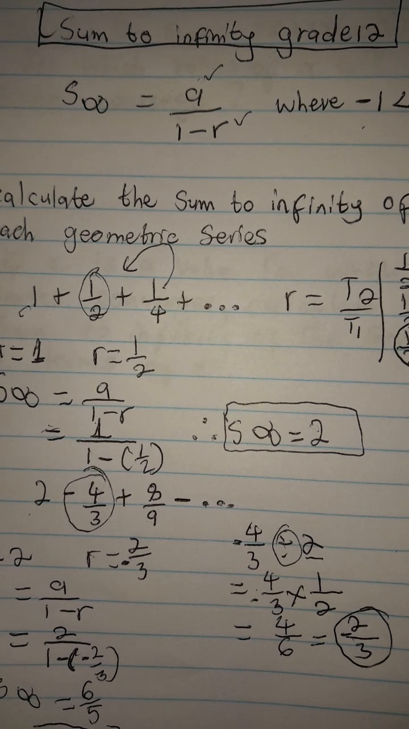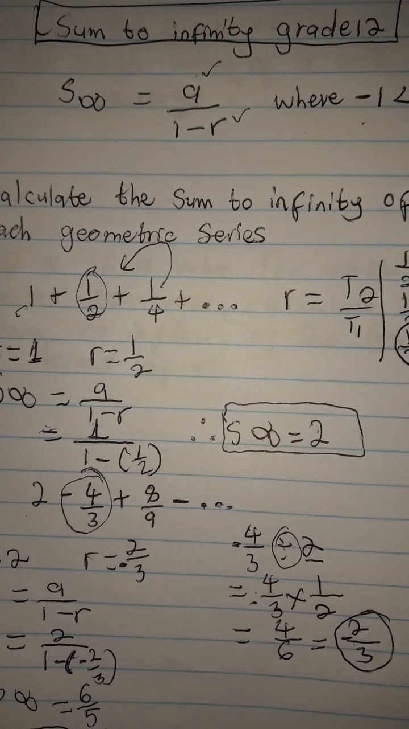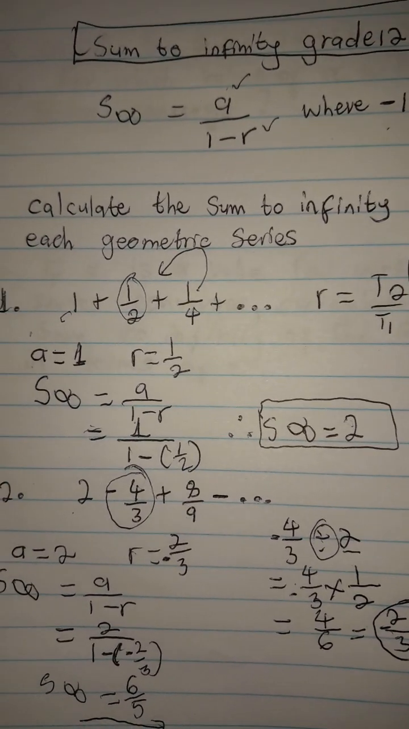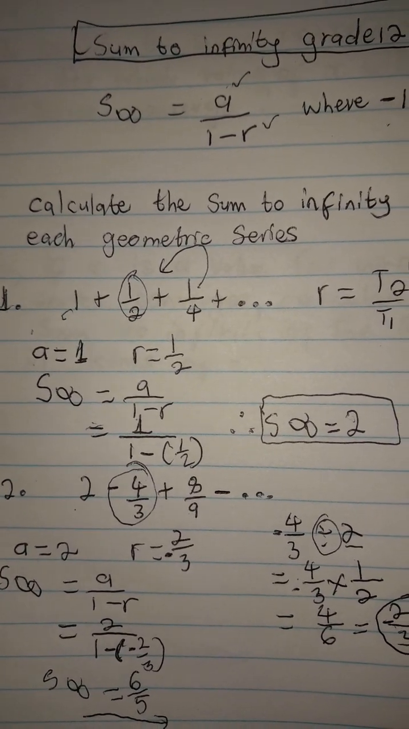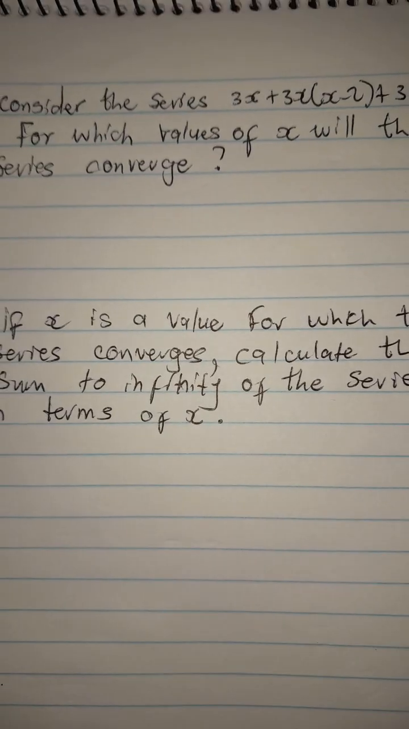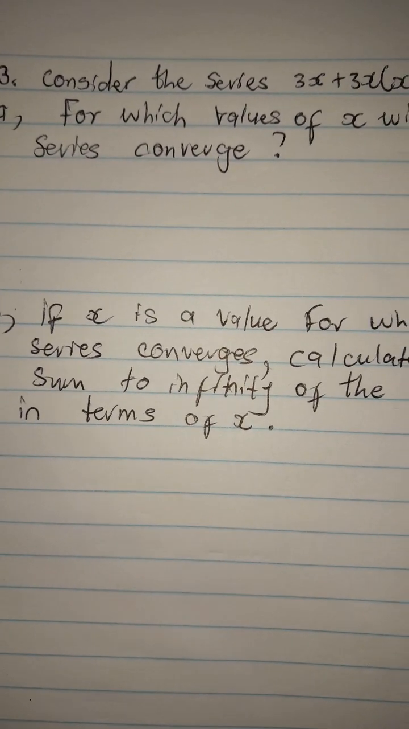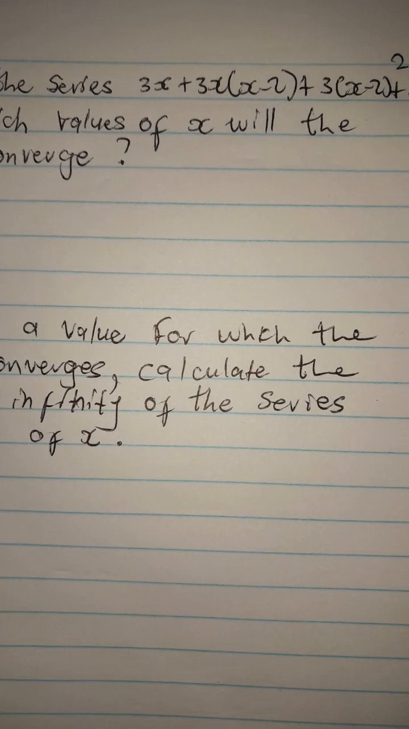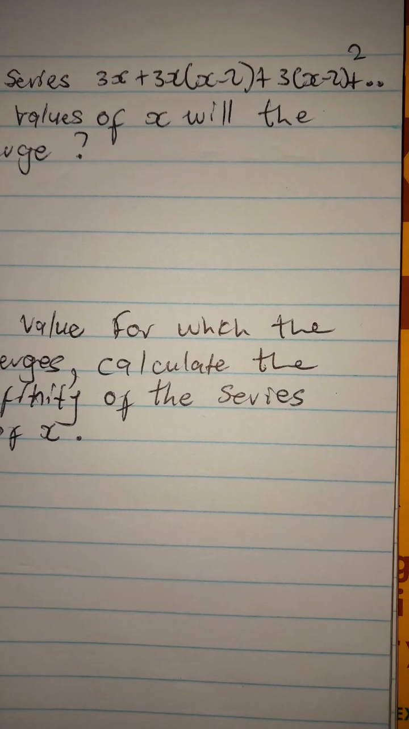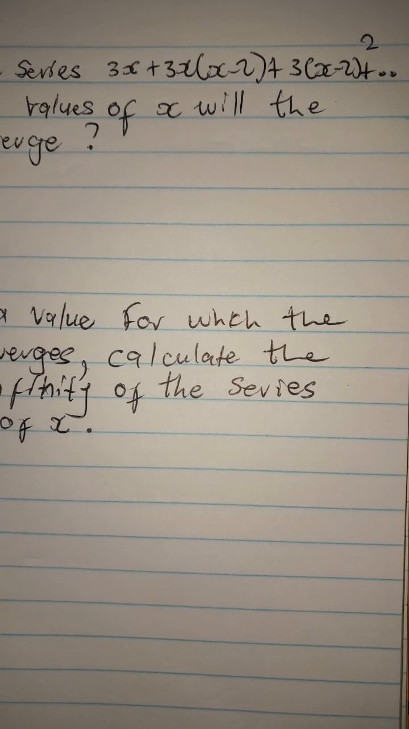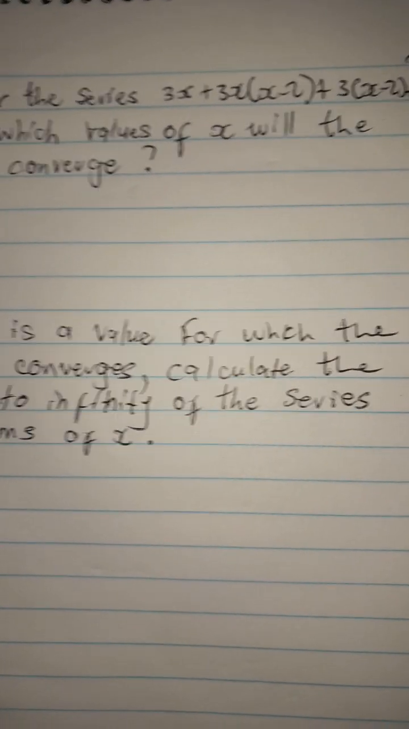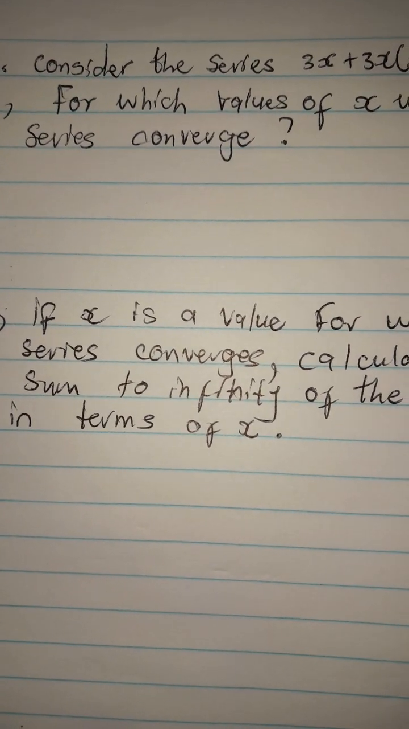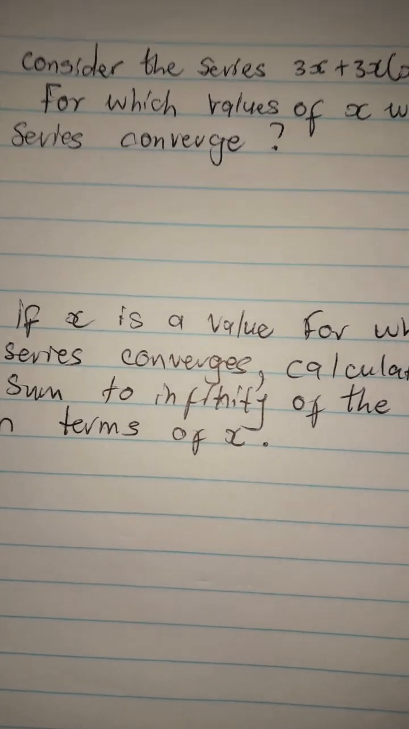Sometimes they can give you in terms of variables, which is what I want us to look at. Remember, we have worked with number 1 and number 2. So let's look at our third question. Well, we are looking at number 3. Consider the series 3x plus 3x, open the bracket, x minus 2, plus 3x times x minus 2 squared plus ellipsis. So the first thing, it is essential for us to understand the question, right?